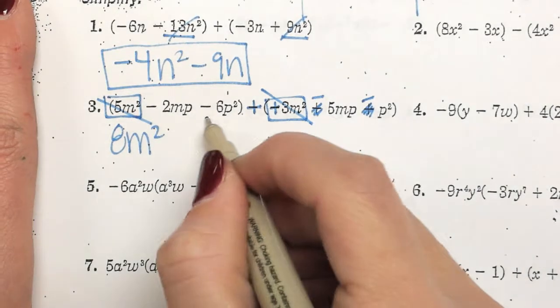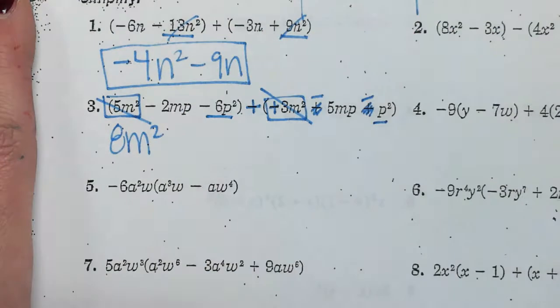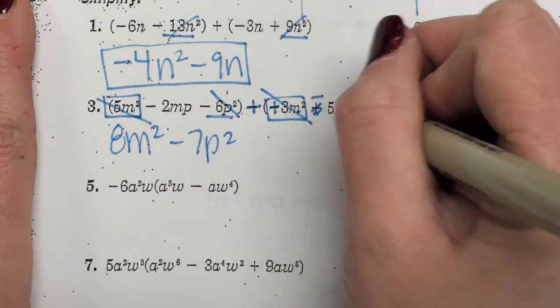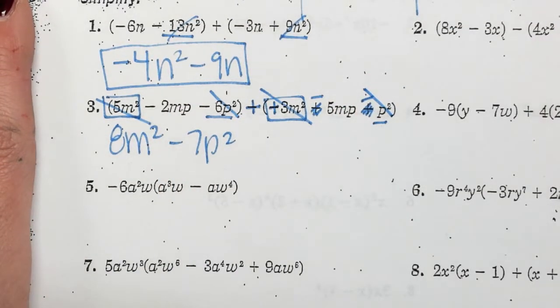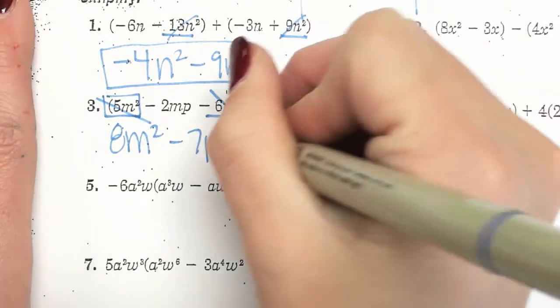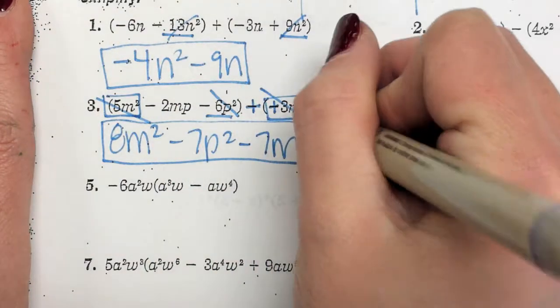So we have negative 6p squared and p squared. Actually negative p squared. So what will that make? Negative 7p squared. Good. Alright, last two friends. We got negative 2mp, negative 5mp. Negative 7mp. That's it. Easy enough.